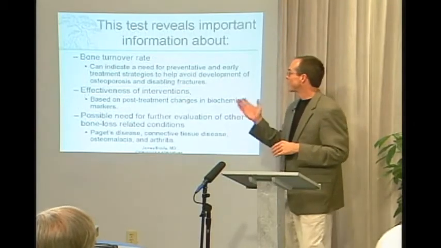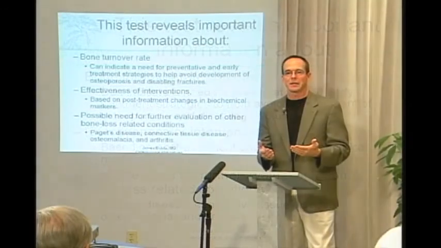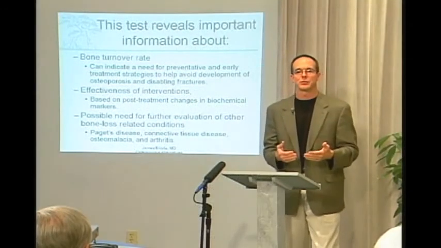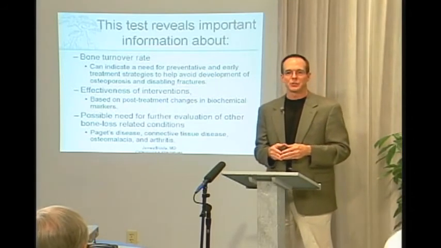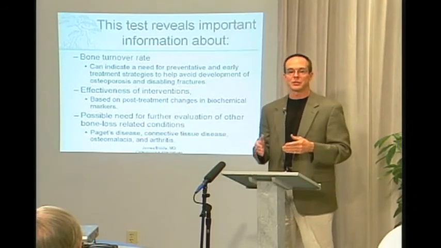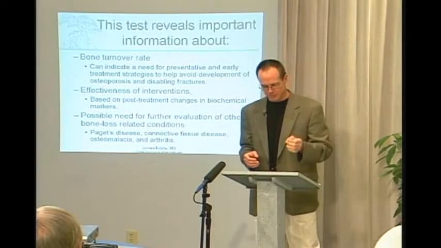So this tells you about the bone turnover rate, and it indicates the need for preventative and early treatment strategies to help avoid developing osteoporosis and disabling fractures. And it also lets us evaluate the effectiveness of treatment in real time. In a matter of just a couple months, we can go back and retest after we've added another therapy and say, okay, now do we have it right? If we still don't have it right, we can go back again, measure it very cheaply, no danger, no X-ray exposure. So you can do this perhaps 4 times in a single year until you get it right, until you figure out what's going to help this particular patient rebuild their bone density.